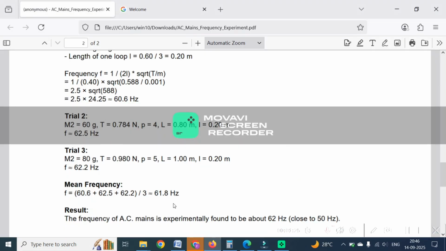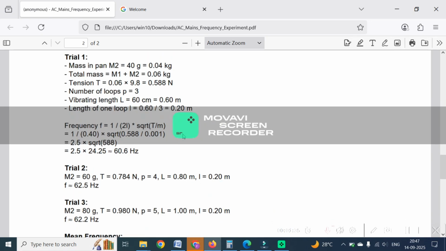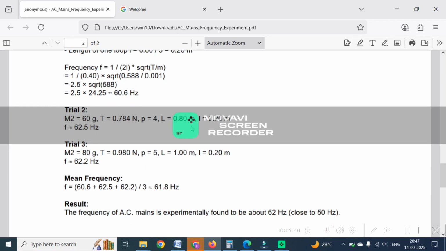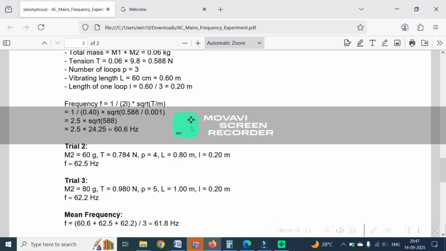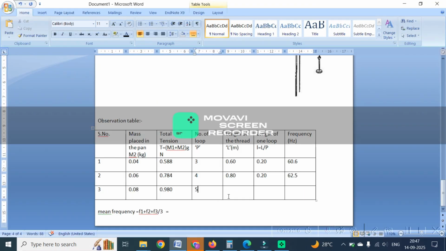Now the length of the thread. First the length of the thread was 60 centimeter. Now for M2 it is 80 centimeter. And for the third, when the mass is increased, the length also increases, which is 100 centimeter. When we change to meter, it is 1 meter.